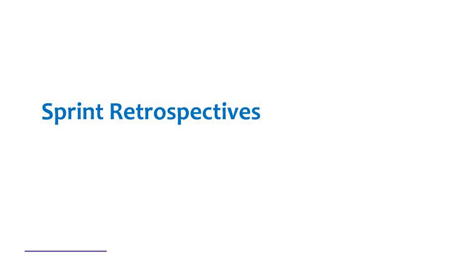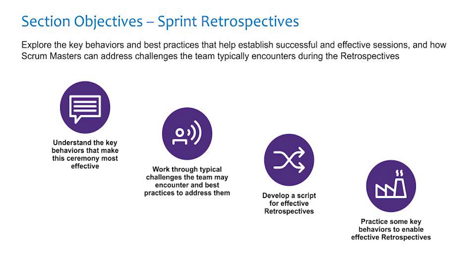Okay, the final ceremony in Agile is the sprint retrospective. What we want to understand over the next 10, 15 minutes here is what key behaviors matter, more so in this meeting than any, what the typical challenges are, what's a good script to follow for this, and the good behaviors you want in a retrospective.